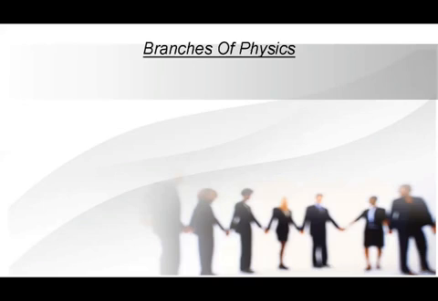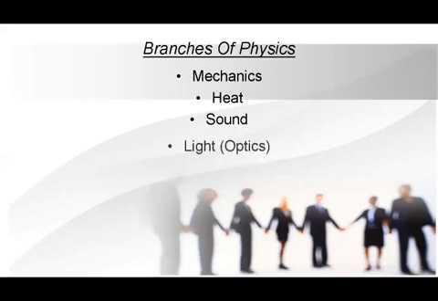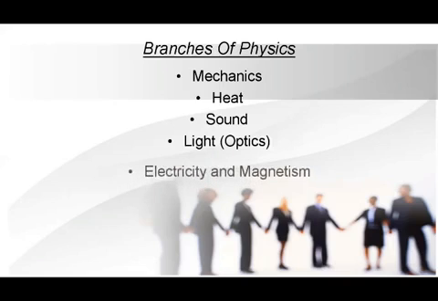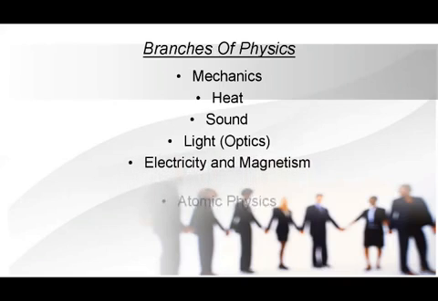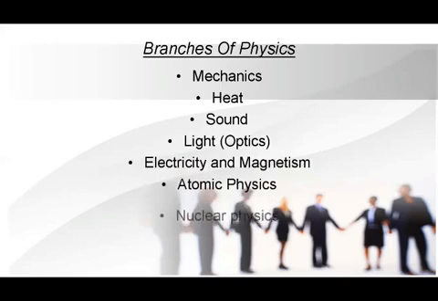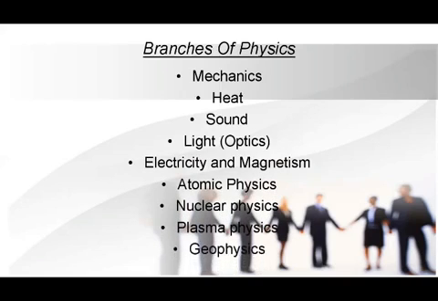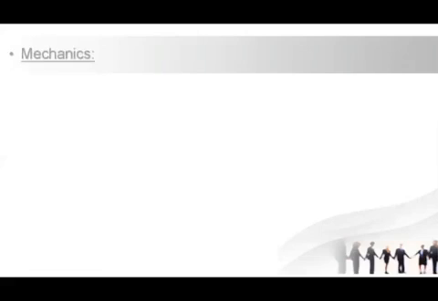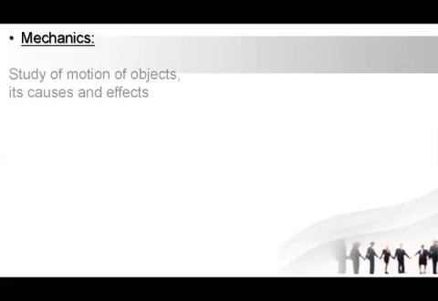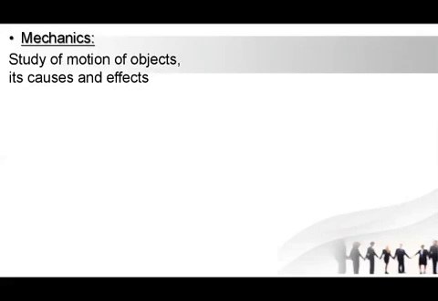Branches of physics. First branch is mechanics. The other ones are heat, sound, light, optics, electricity and magnetism, atomic physics, nuclear physics, plasma physics, geophysics. Now first, mechanics. Study of motion of objects, its causes and effects.